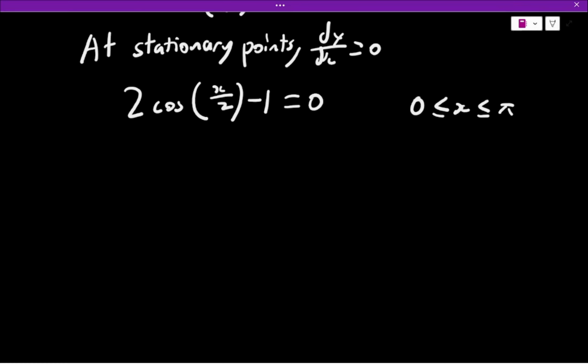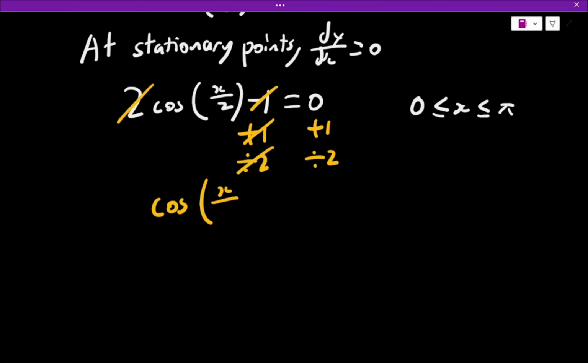Let's first isolate this cosine x over 2. Let's add 1 on both sides, and then divide by 2 on both sides. We add 1, so this cancels out. We divide by 2, so this cancels out, which means that the cosine of x over 2 is equal to, what is 0 plus 1 divided by 2? Well, that's half.